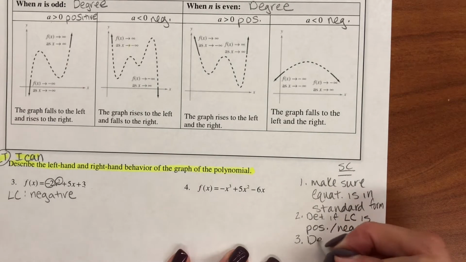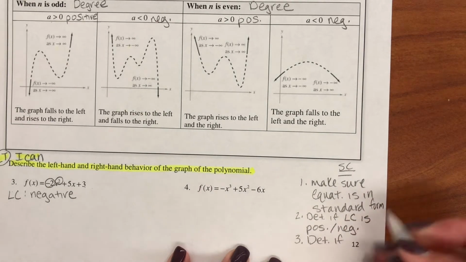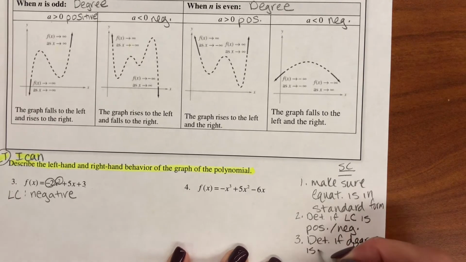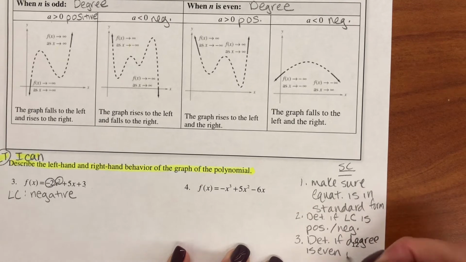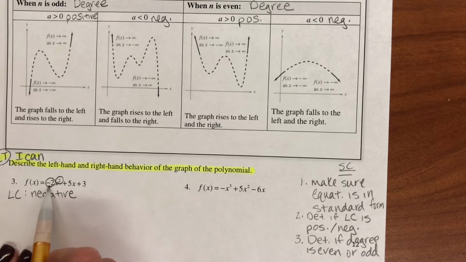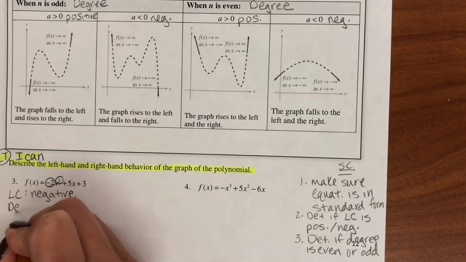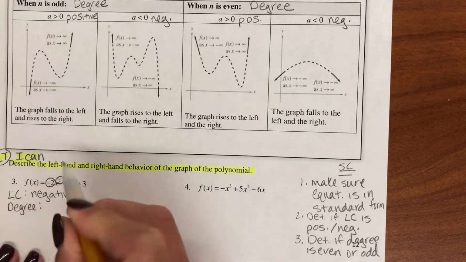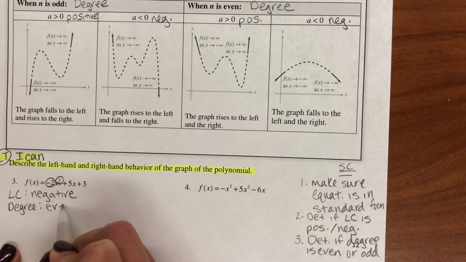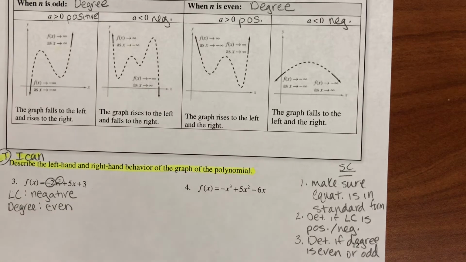And I'm going to determine if the degree is even or odd. So I said my leading coefficient is negative, and my degree is 2, so that is an even number. Degree is even. So I have a negative even situation here.